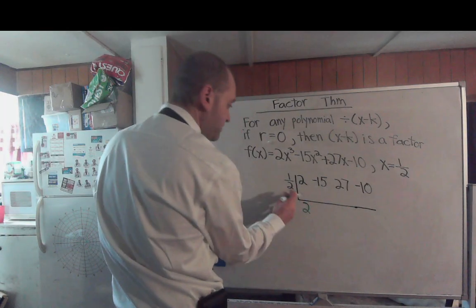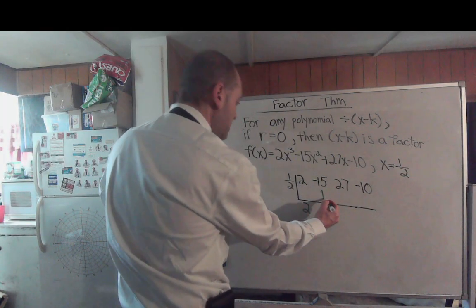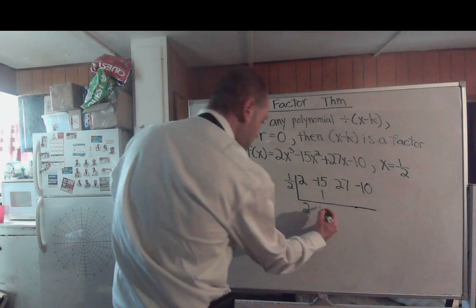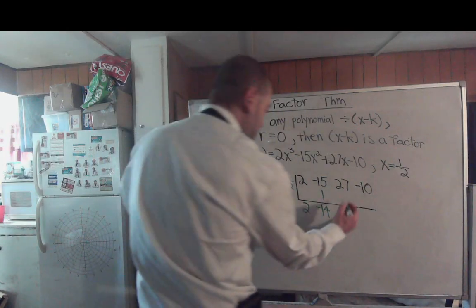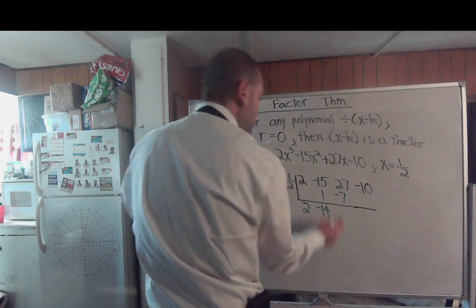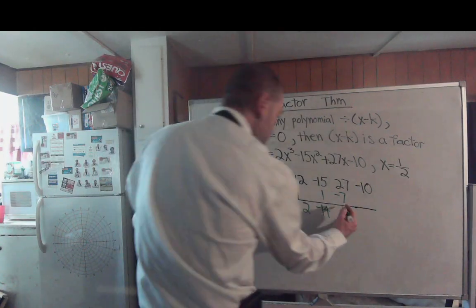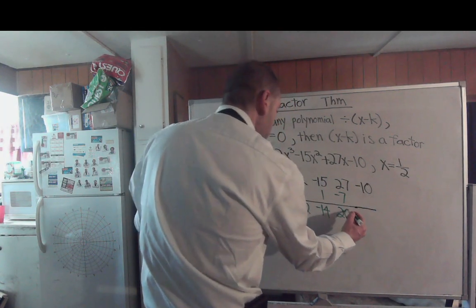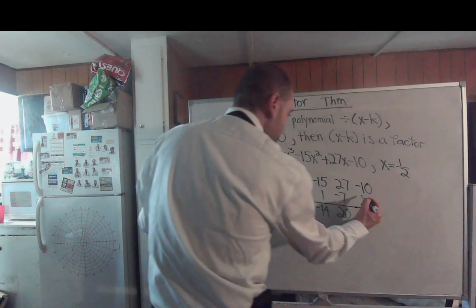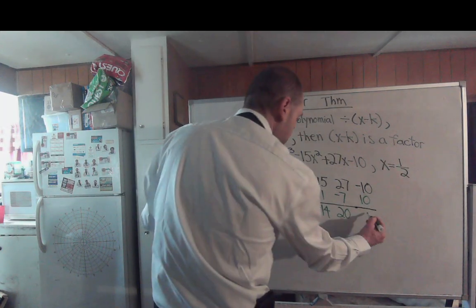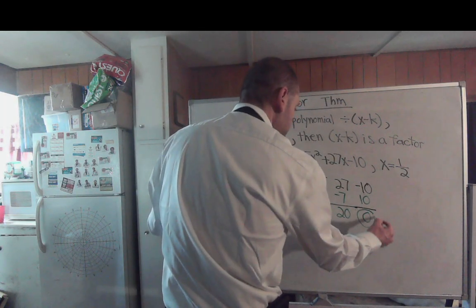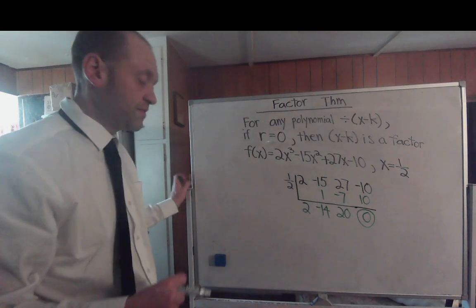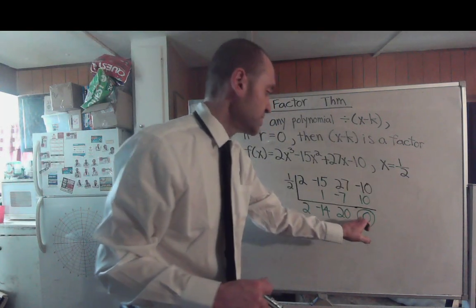So what's half times 2? That's 1. Negative 15 plus 1 is negative 14. Half times negative 14 is negative 7. 27 plus negative 7 is positive 20. All right, so half times 20 is 10. Negative 10 plus 10 is 0. So we have a remainder of 0, which means by the remainder theorem that f of 1/2 equals 0.